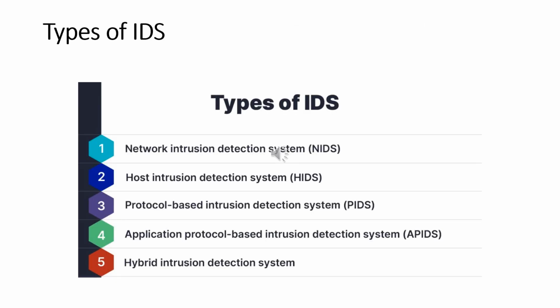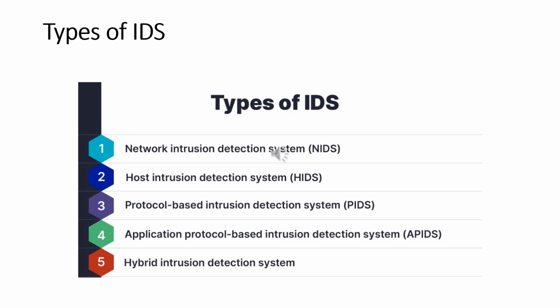Let's look at the different types of intrusion detection system. NIDS, Network Intrusion Detection System. This system watches the entire network. It checks the traffic coming in and out of the network. For example, we can say it's like a security guard watching the main gate.